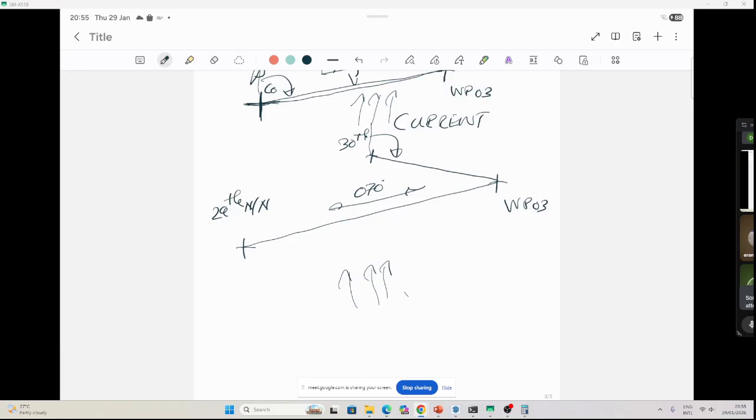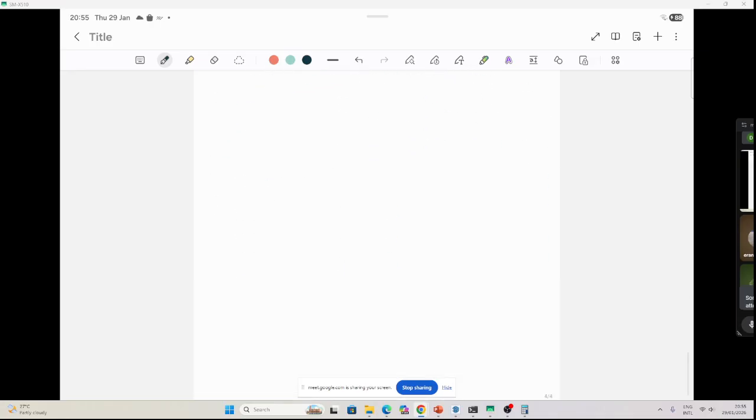Yes, sir. Clear. Okay, right. So now, as I told you, as a navigator, you should know your position, where you are. Okay, you should know your position. So now you have the GPS. If you don't have the GPS, you have to use the sextant to find your position in the middle of the sea.